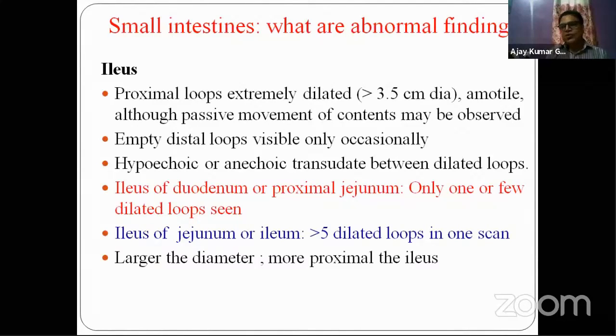When you see very few loops, 1 or 2 loops, that indicates proximal jejunal or duodenal ileus. However, when you see more than 5 loops in one scan, which are distended and amotile, you can suspect that this is obstruction or ileus of jejunum or ileum. In general, the larger the diameter, the more proximal the ileus. But this does not hold true always, because the longer the condition persists, the larger will be the diameter of intestinal loops.